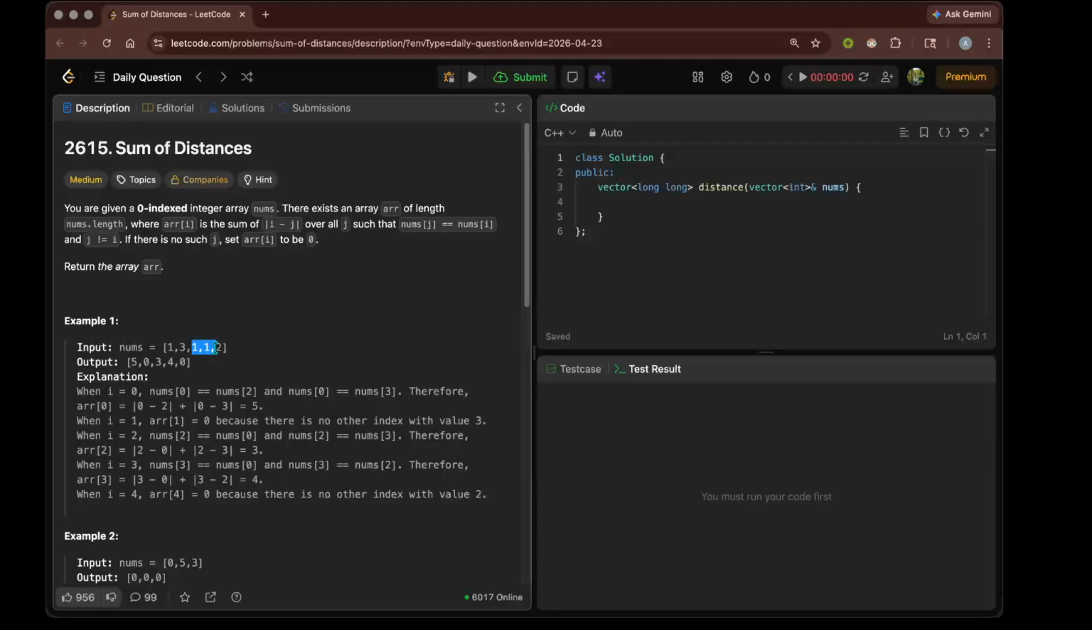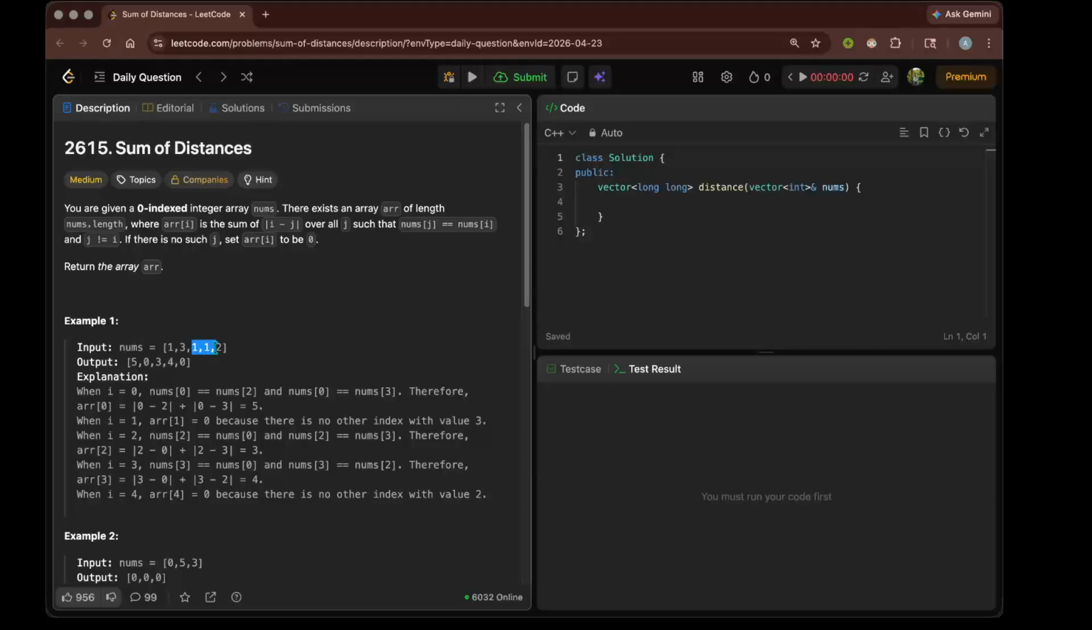Wait, this is 3 plus 1, 4. And next index. Okay, so we require a map like value versus its indexes, and with that index, we are going to compute how much distance.